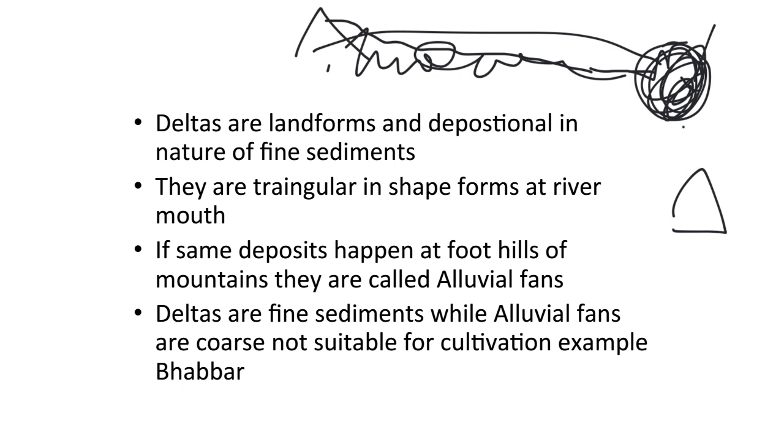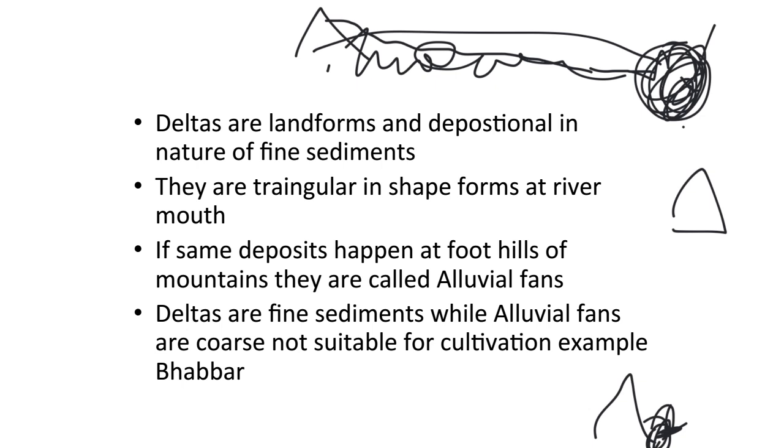If the same kind of deposition in a triangular shape can also be seen in the foothills of the mountains, here also you can see it. These are called alluvial fans. These are not fertile, unlike your deltas where you have fine sediments, very fine small particles. At the foothills of the mountains, the sediments are very heavy boulders. Big, very heavy boulders are found like the Bhabar regions in the Himalayas.